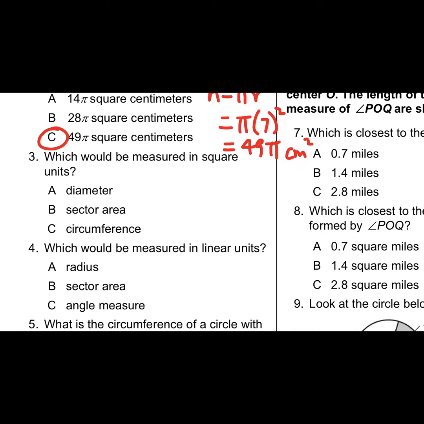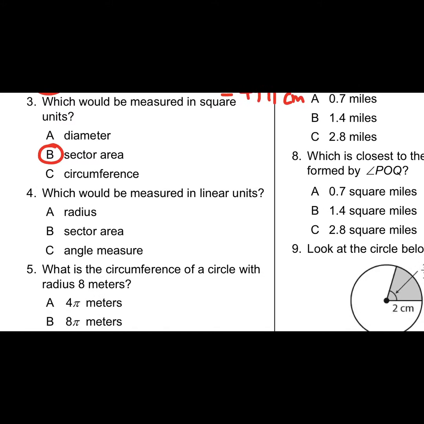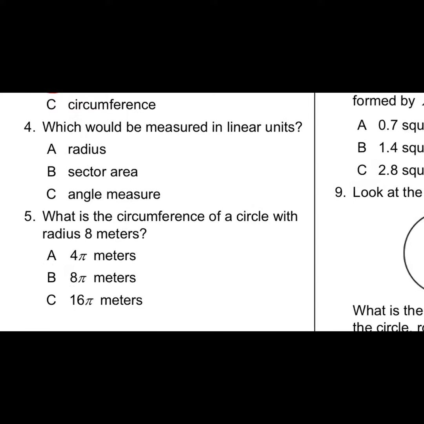Number 3, which could be measured in square units. So in all of these answers, there's only area, which is square units. Diameter is just regular units, and circumference also. So area is the only one with a square unit. Number 4, which could be measured in linear units. So the radius is definitely going to be linear units. Area is going to be square units, and angle measures are in degrees.